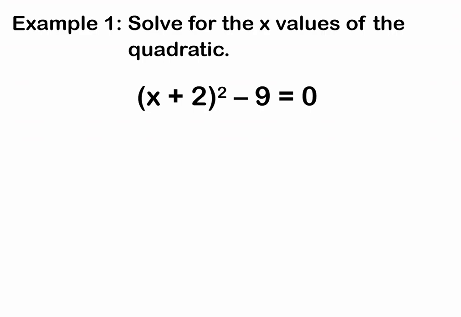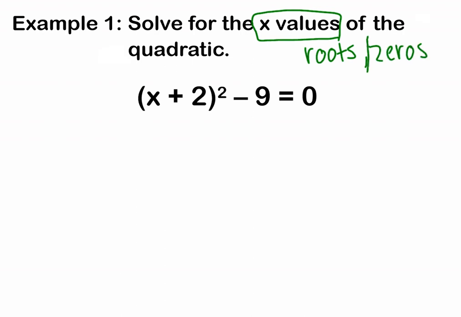Now, on example 1, solve for the x values of the quadratic. If you remember, x values of the quadratic are the same thing as the roots and zeros, all the same name. So, we know we're solving for x. In order to solve for x, I have to undo anything that's on the same side as x. Now remember, this is reverse order of operations. So instead of starting inside the parentheses, I'm actually going to start on the outside of the parentheses with the constant. In order to get that 9 to the other side, I need to add 9.